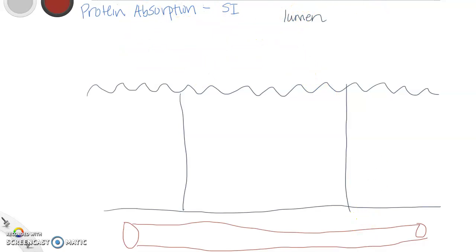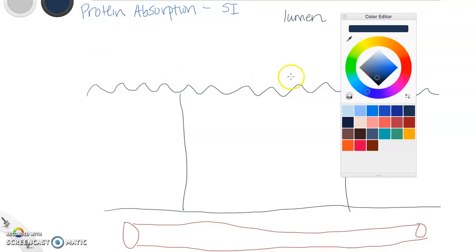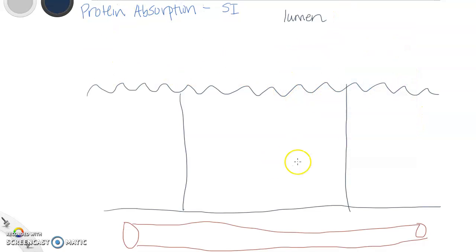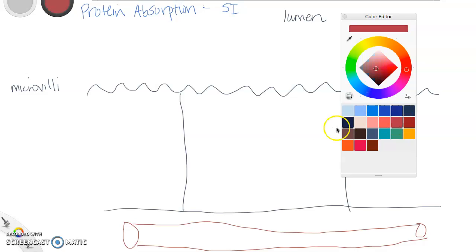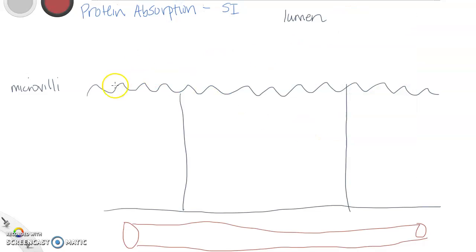All right, so along the top of the cells, these are the enterocytes. Okay, they're basically simple columnar cells. They line the small intestine. This is microvilli. Okay, and along the microvilli, the microvilli has a special name called the brush border.